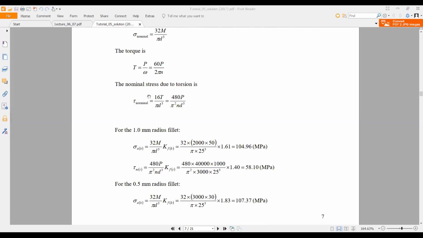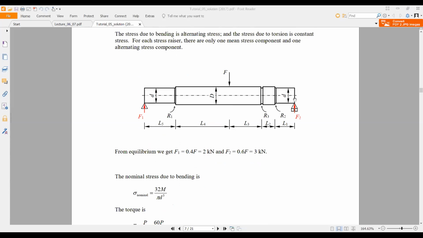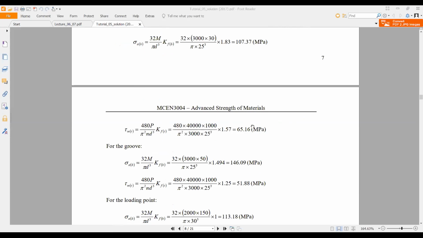Then, at the stress raiser area, you need to find the alternating stress and shear stress. For the alternating stress due to bending, you need to multiply this value by KFB. The shear stress acts as a mean stress. I told you, if it is a shaft, a rotating power transmitter, it is symmetric around this axis. The bending load acts as an alternating stress. The shear stress does not change point to point, so it is taken as a mean stress.